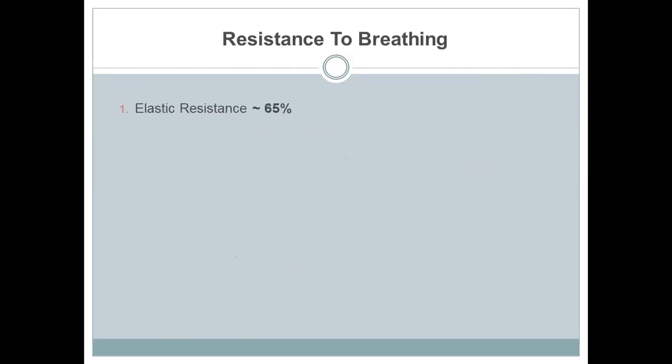Now of this resistance to breathing, elastic resistance is around 65%, due to the elastic tissue of the lungs and the thoracic wall. And the remaining 35% is due to the non-elastic properties of the respiratory system. And in this non-elastic resistance, airflow offers most of the resistance, around 80%, and viscous tissue offers very little, that is 20%, resistance to breathing.